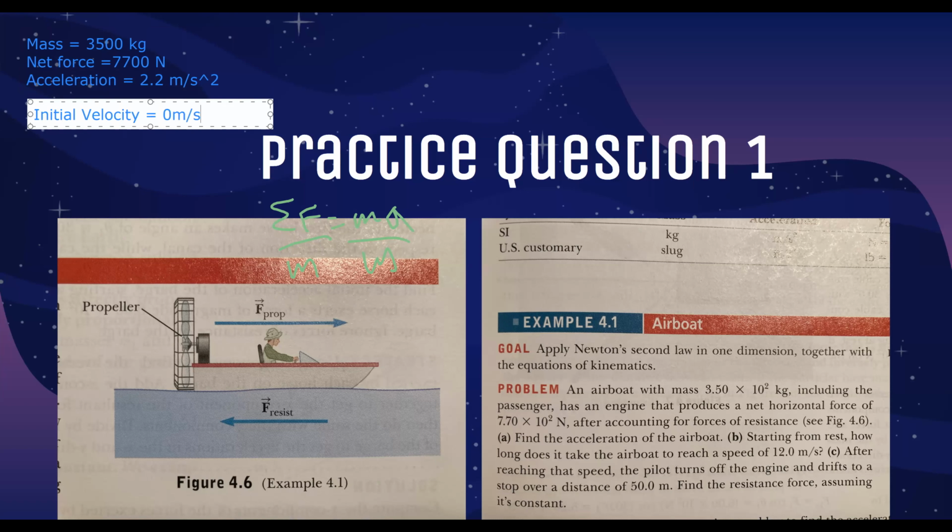Okay? Now, it says that it reaches a speed of 12 meters per second, which means that the final velocity is what? Put in the chat, what do you think is the final velocity? 12 meters per second. Yeah, exactly. Okay, now it's asking you, how long does it take the airboat to reach a speed of 12 meters per second? So what is the variable they want you to find?